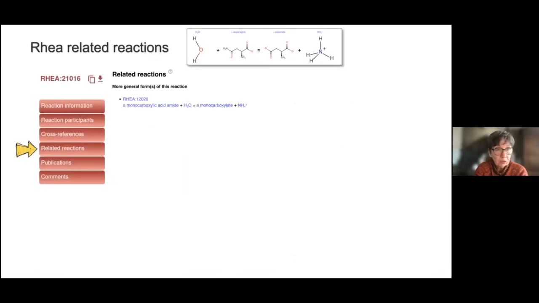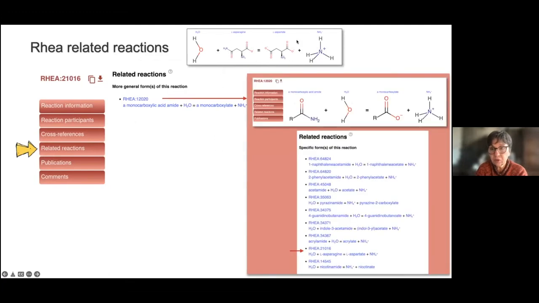So now we go back to our reaction page, and we see the next section, which is related reactions. You remember our example. In this section, it presents the more general form of this reaction, which is represented here. So we have a reaction that involves a monocarboxylic acid and a monocarboxylate. And if you go in this section, you will have a new section, related reactions, that presents the specific form of this reaction. So that helps you to navigate between the different reactions. If you have a reaction, you can see where the parent is and what the other forms of this reaction are. It allows you to find similar reactions.